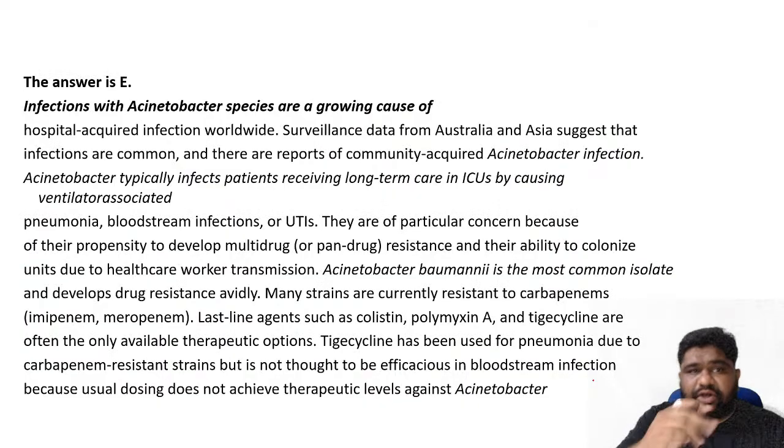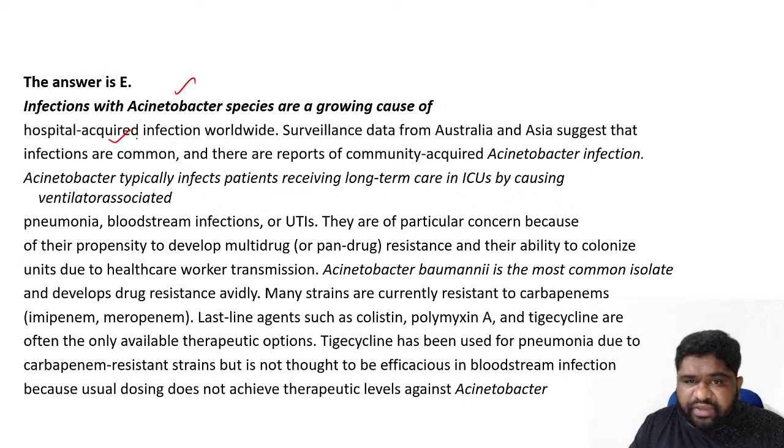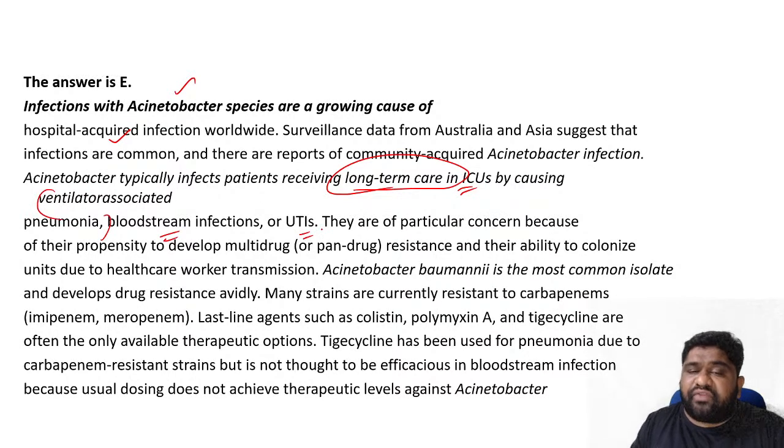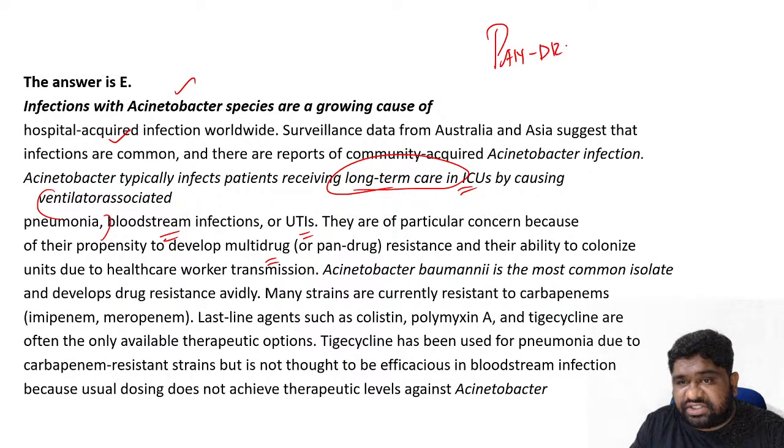Let's look at the explanation. Look at this part. Infections with Acinetobacter are a growing cause of hospital-acquired infection. Absolutely fine. Acinetobacter typically infects patients receiving long-term care in the ICUs by causing ventilator-associated pneumonia, bloodstream infections, and UTI. Now, they are of particular concern. Why? Because they are multi-drug resistant, but the better answer can be they are pan-drug resistant.